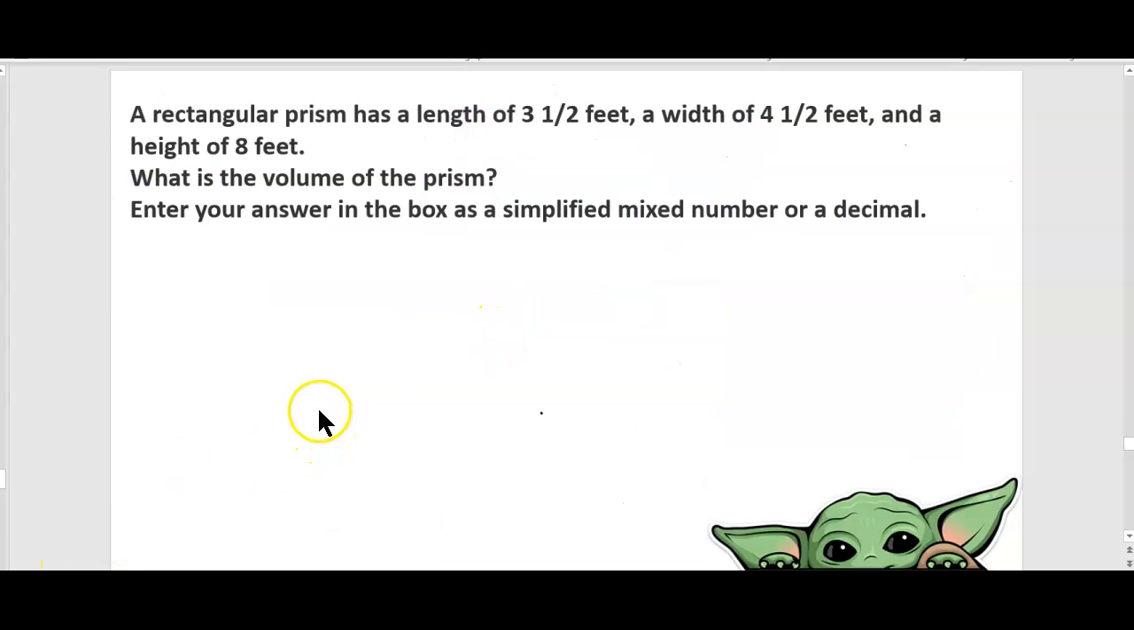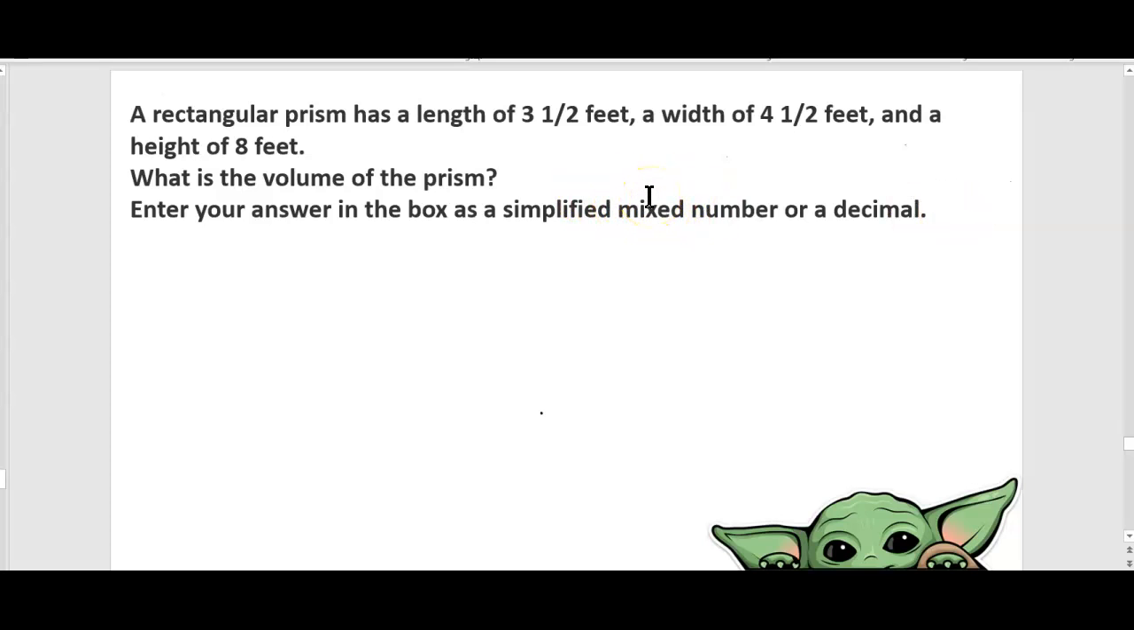Here's the problem. Stop your video. Give it a shot. Give it a try. A rectangular prism has a length of 3.5 feet, a width of 4.5 feet, and a height of 8 feet. What is the volume of this prism? Simplified, mixed number, or decimal. I think that's what it asks you to do in the assignment.